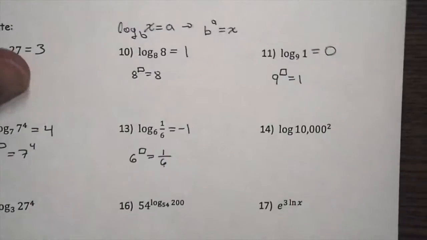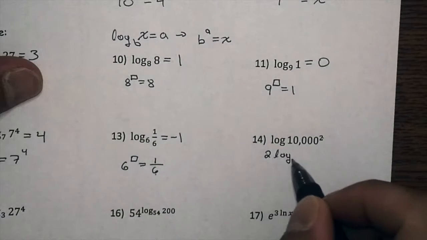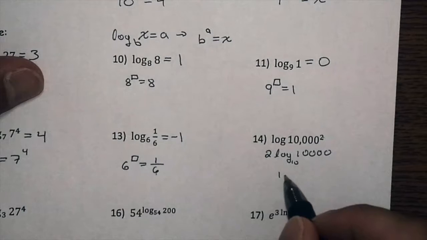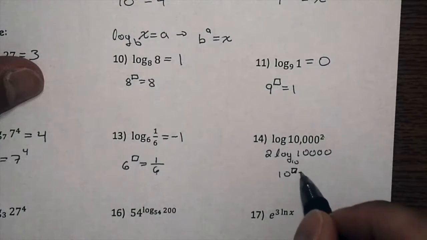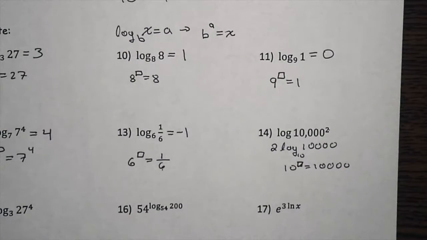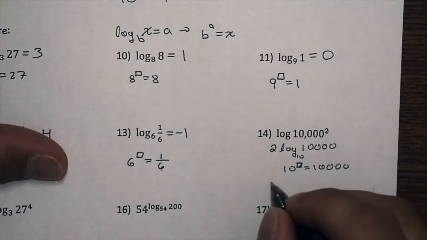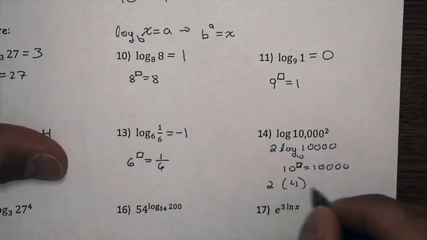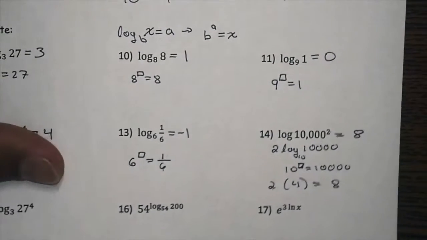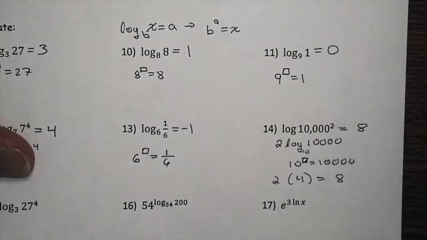Number 14. So this exponent we could bring to the front and say 2 log 10,000. Don't forget the base here is 10. So 10 to what power equals 10,000? 10 to the power of what? 4. So this is 4. And 2 times 4 equals 8. So the whole thing is equal to 8. I count the zeros: 1, 2, 3, 4. So it's to the power of 4.